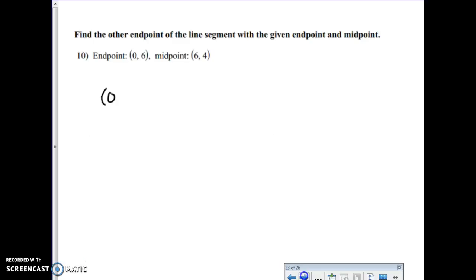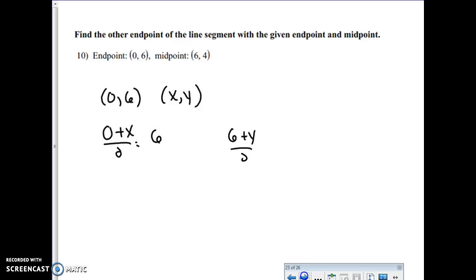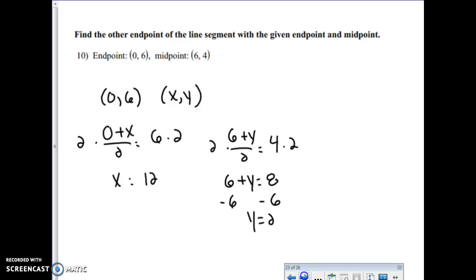I have the endpoint (0, 6), and I'm trying to figure out what the other one is. So I'm taking 0 plus x, divided by 2, and it's going to give me the x value of 6. And then for the y, it's going to be (6 plus y) over 2 equals 4. So I'm solving for x. Multiply both sides by 2, and x turns out to be 12. Now for y, multiply both sides by 2. I got 6 plus y equals 8. Subtract 6, and I get y to be 2. So your other endpoint is (12, 2).